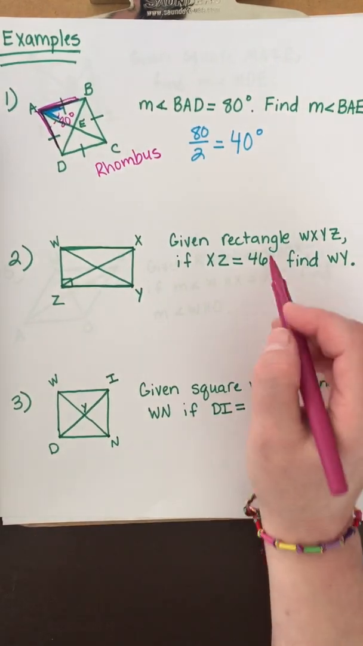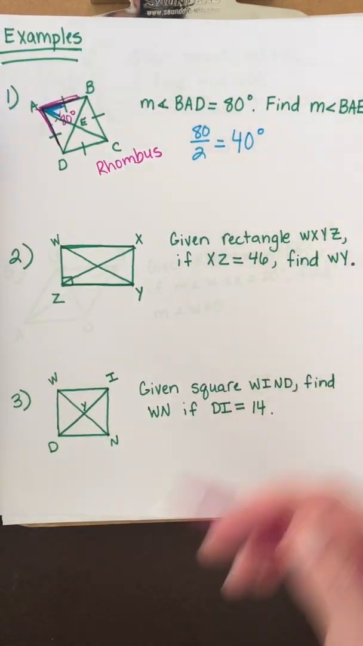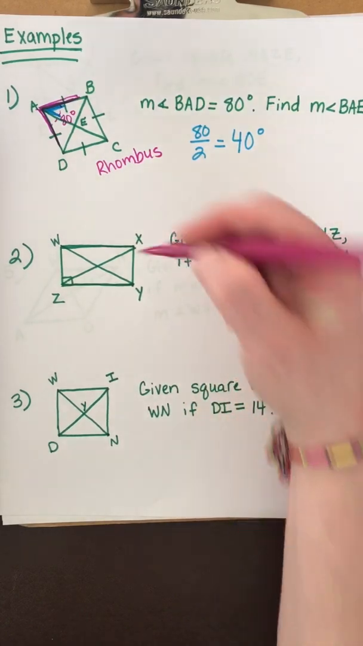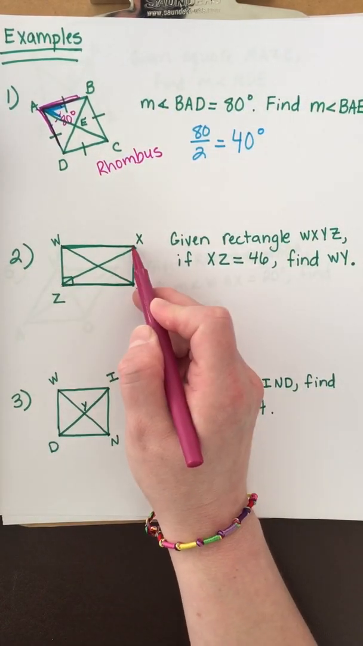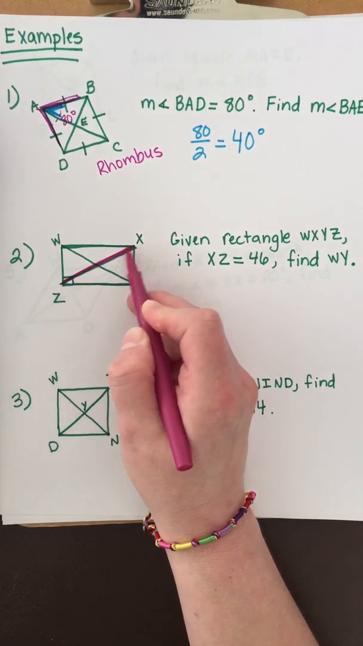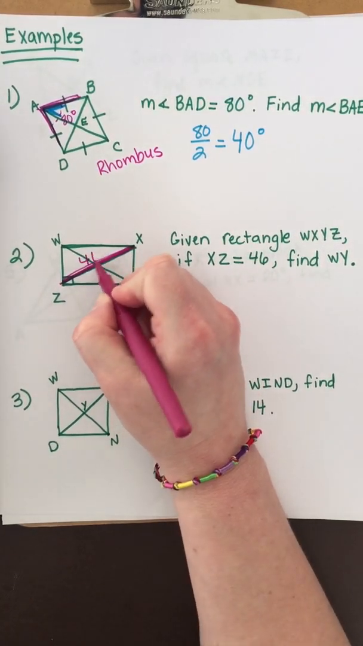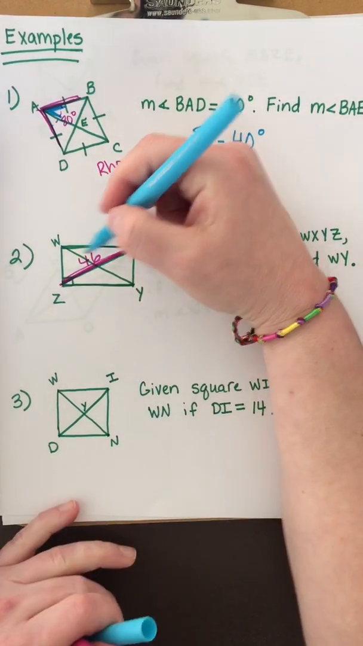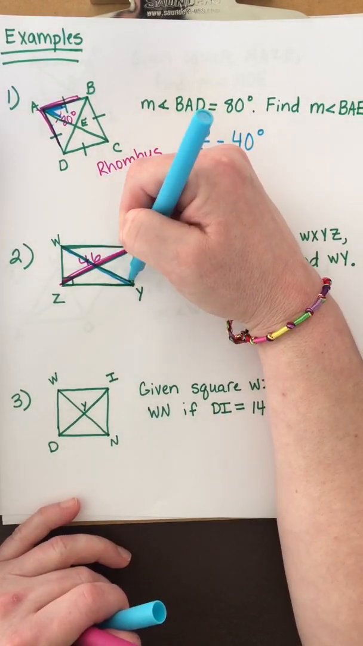All right, let's look at the second one. It says given rectangle WXYZ, so they tell me this is a rectangle. If XZ is 46, so XZ, that's this diagonal right here, this whole thing is 46. Find WY. Well, WY is this other diagonal.